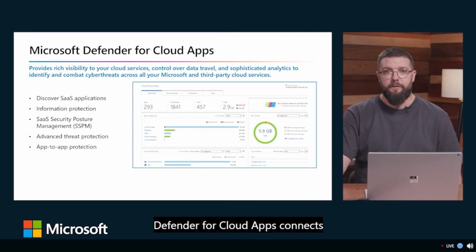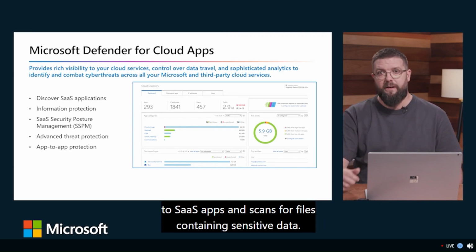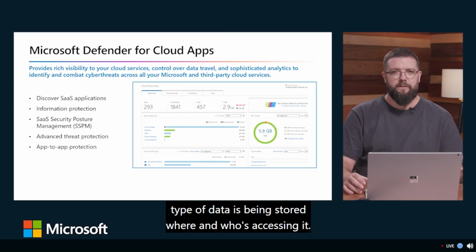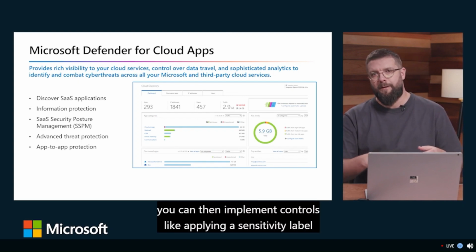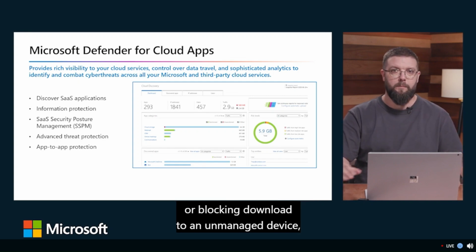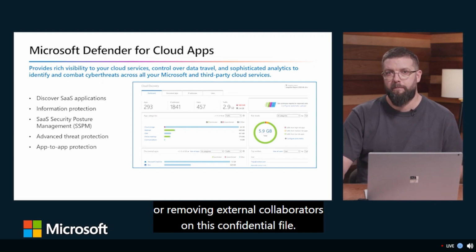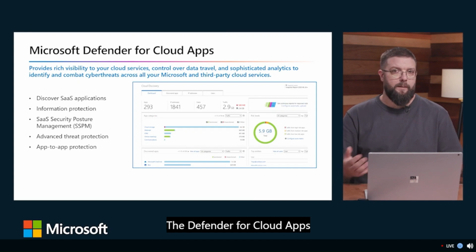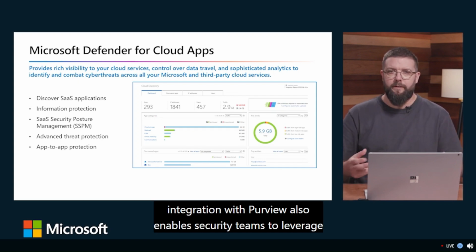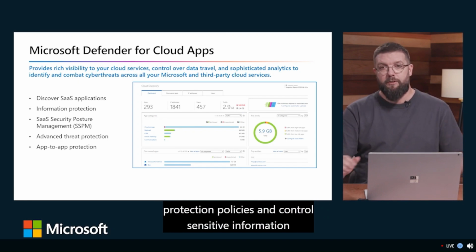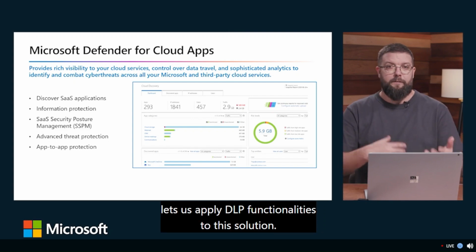Information protection. Defender for Cloud Apps connects to SaaS apps and scans for files containing sensitive data. What it does is look for what type of data is being stored where and who's accessing it. To protect this data, you can then implement controls like applying a sensitivity label, blocking download to an unmanaged device, or removing external collaborators on a confidential file. The Defender for Cloud Apps integration with Purview also enables security teams to leverage the out-of-box data classification types in the information protection policies and control sensitive information, letting us apply DLP functionalities to this solution.